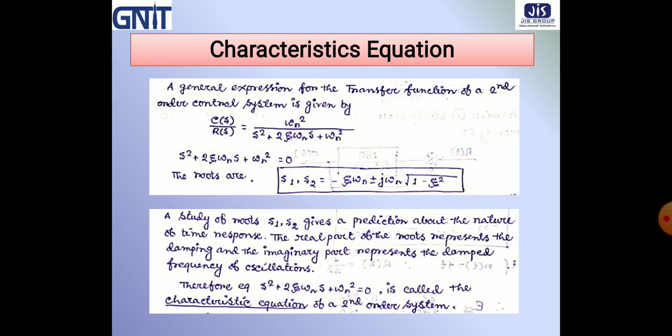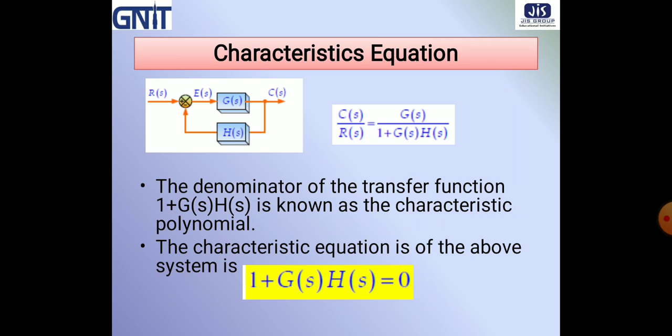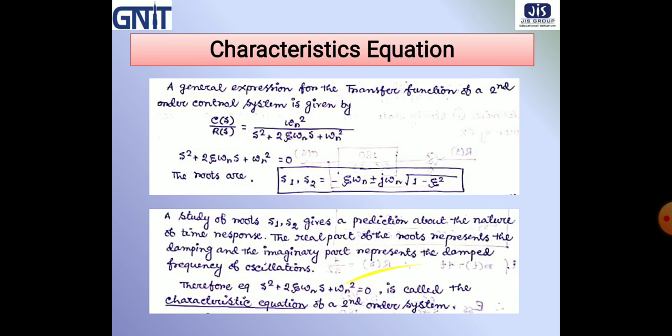That's why s square plus 2 zeta omega n s plus omega n square is equal to 0 is called the characteristics equation of a standard second order system. And in general 1 + G(s)H(s) is equal to 0 is our characteristics equation. And for a standard second order system, s square plus 2 zeta omega n s plus omega n square is our characteristics equation.